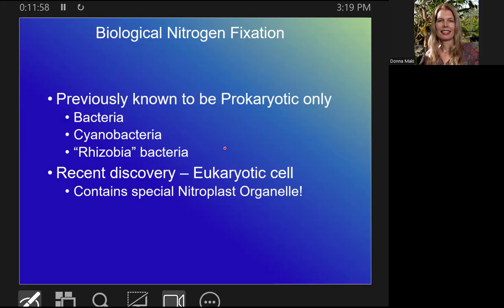And so this is a huge deal. It probably wouldn't get a Nobel Prize because it has to do with plants. They often are very dismissive about plant research, but anyways, that's a whole other thing. So anyways, the nitroplast, they're terming it the nitroplast.